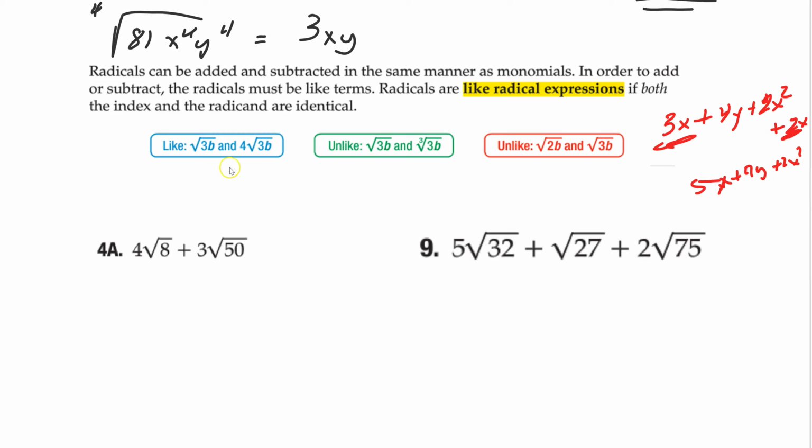You can only add the ones that are exactly the same. The same thing goes for when you want to add radical expressions. Rad 3b and 4 rad 3b are the same because these are both 3b. But once I change the power, they're not the same. If I change the number inside of it, they're not the same. They have to be exactly the same, just like how x and x have to be added, but not x squared. So that's the idea. Break it down, and then the ones that are exactly the same, those are the ones you can add.